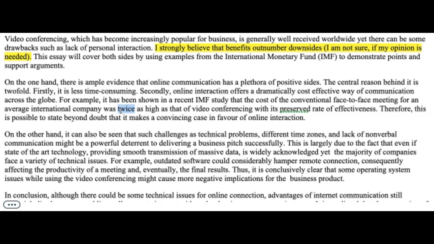So I'd say, I don't know, 10 times as high. Okay, with it preserved. Okay, that doesn't sound as good. Okay, with roughly the same rate of effectiveness. Or even with a slightly less rate of effectiveness. Therefore, it is possible to state beyond doubt that it makes a convincing case in favor of online interaction.